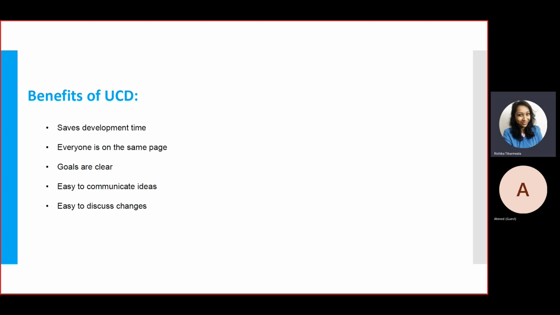So goals are clear, they know what they have to create, and it's easy to communicate ideas when you have some site maps, when you have some prototype with you. So when you are communicating with the teams also, different teams, you can just share your ideas using different methods which are there in UCD. Okay. And then it is easy to discuss changes because you have the user data, you can analyze it and you can make the decisions based on that data. And you can discuss the changes in the product based on that particular data. So everything is in line when we follow the UCD process.